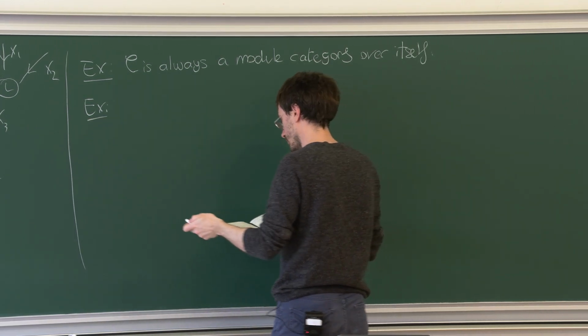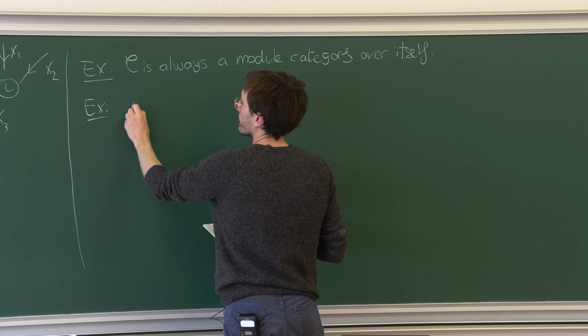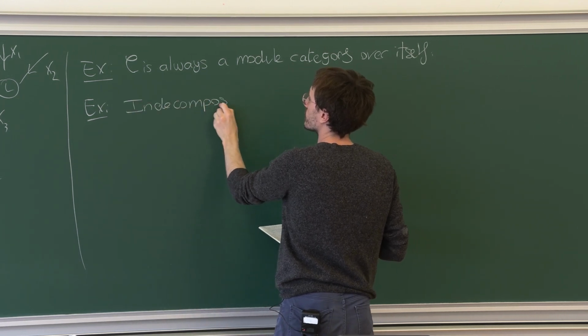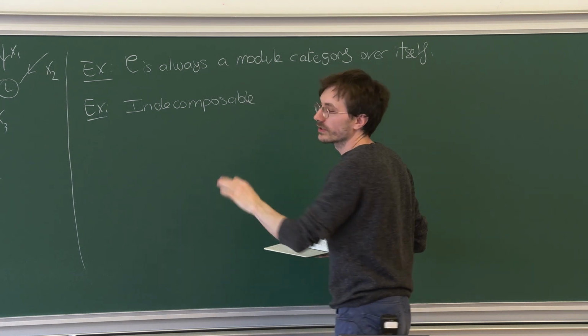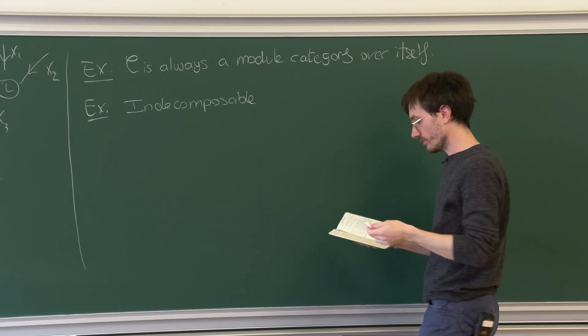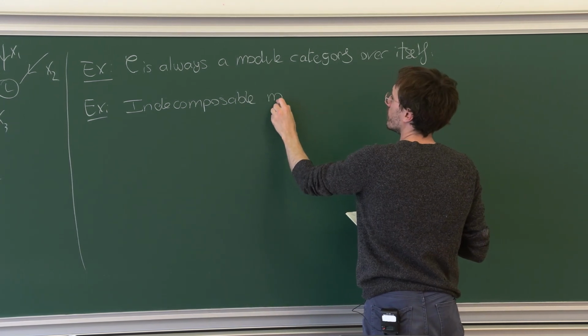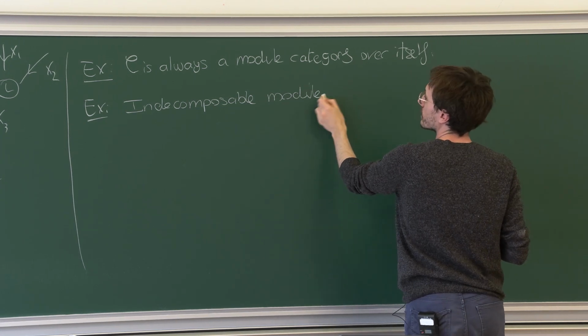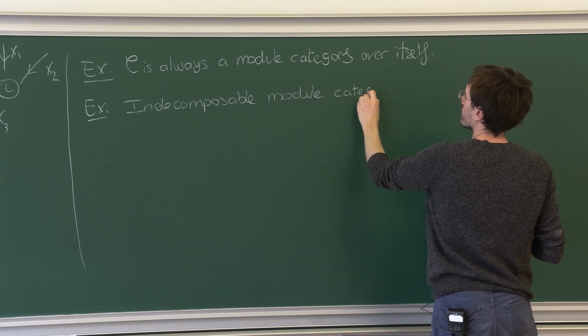Another example that is more interesting are the indecomposable module categories. Indecomposable in the same spirit as indecomposable representations of a group. One category that we talked about already is Rep G.